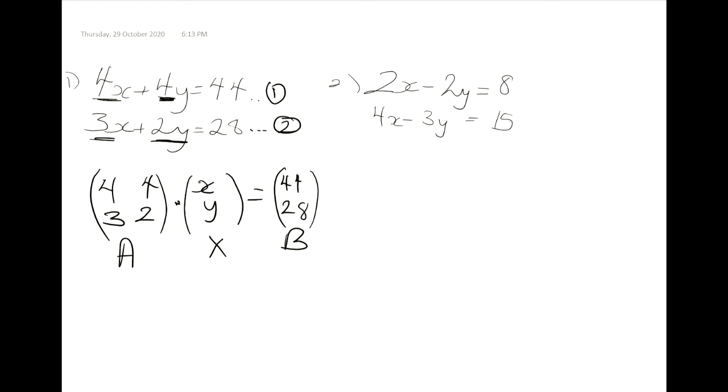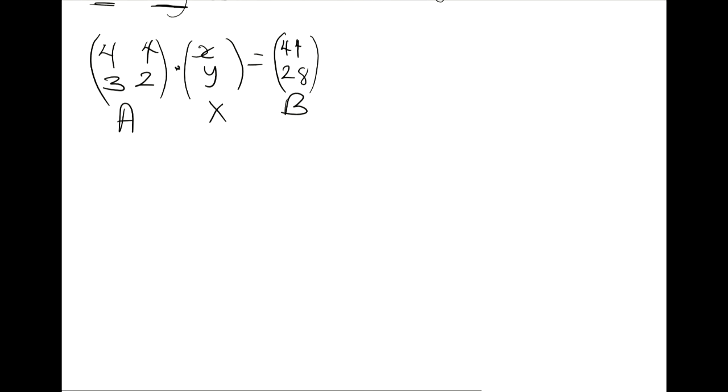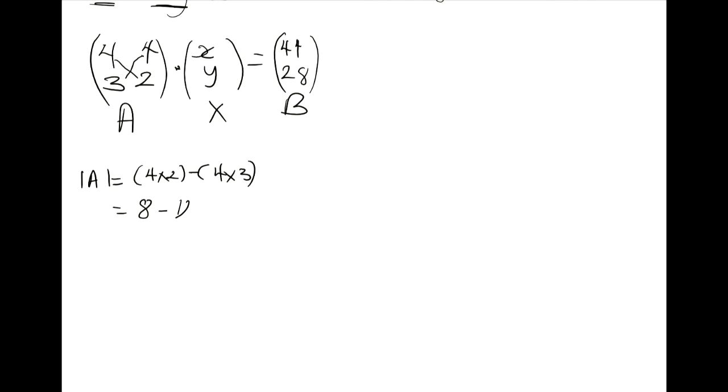So now that we've converted these two equations into a matrix equation, we have to find the determinant of A, and that will give us the inverse. So let's start off by doing that. You multiply the top left by the bottom right, so 4 by 2, and then from that you subtract the top right and the bottom left, so 4 by 3. So 4 2s are 8, and 4 3s are 12, so that gives you negative 4.